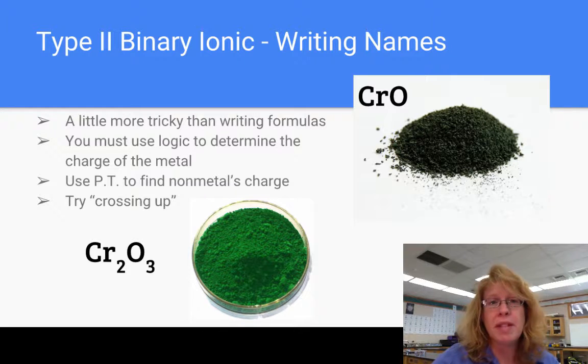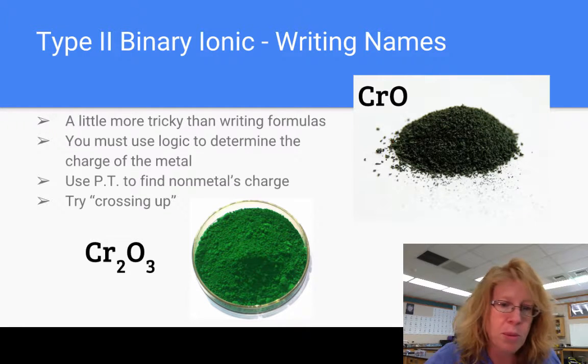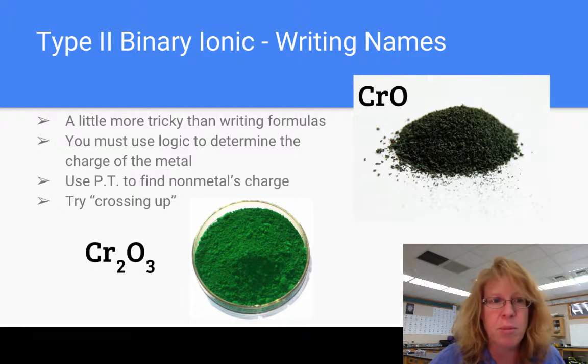Okay, a couple of examples going the other direction. How can you write names from the formulas? So here I've got two different versions of a compound that contains the element chromium and oxygen or oxide. Again, they're actually slightly different colors. That's why I picked them. So one chromium compound is kind of a greenish black. The other chromium compound on the bottom is a bright green. This is a little bit more tricky because you have to go backwards. I think about it as crossing up in terms of figuring out what they are.